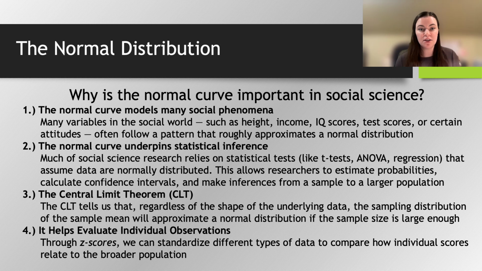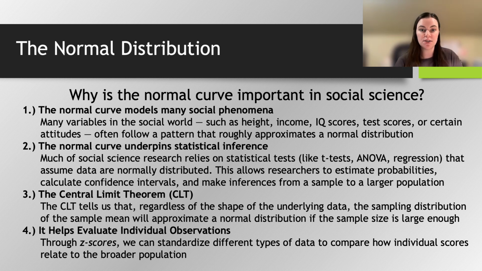And lastly, the normal curve allows us to evaluate individual observations. This is through something called z-scores, which is what we'll be calculating at the end of today's lecture. With z-scores, we are able to standardize different types of data and compare how individual scores relate to a broader population. We'll get to a couple of examples later in this lecture, but overall, just keep in mind why we're doing this in the first place.